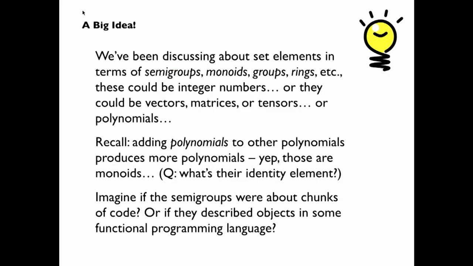we've been discussing sets. We've been discussing what we can do with the elements of particular sets. And we can have these descriptions: semigroups, monoids, groups, rings, etc. They could be elements of sets of numbers, for instance. Or you replace it, and instead of numbers, you could have sets of vectors, or sets of matrices, or sets of tensors, or polynomials, circulants. You can go on and on. There's a lot of different kinds of things in math that could be represented as sets.